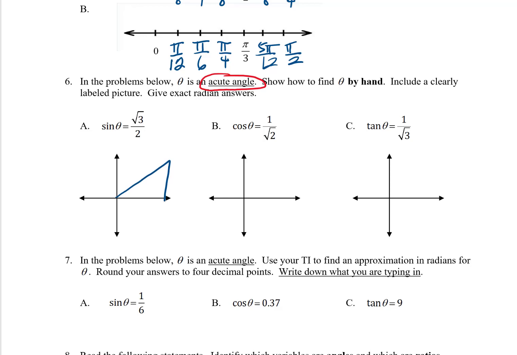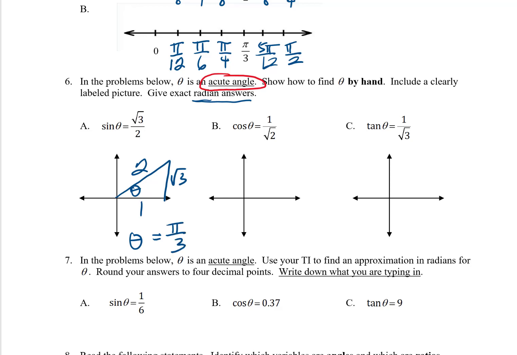Let's see. Sine theta, well, sine is opposite over hypotenuse. If I'm to do this by hand, this must be one of our special triangles, and of course it is. It's just the 30, 60, 90. The angle opposite the root 3 is 60 degrees. That's what theta is. Now they want the answer in radians. 60 degrees in radians is pi over 3.